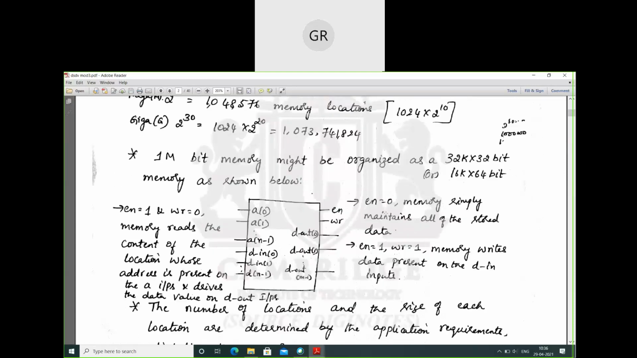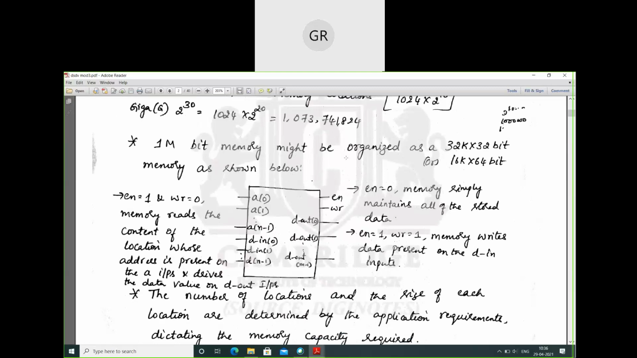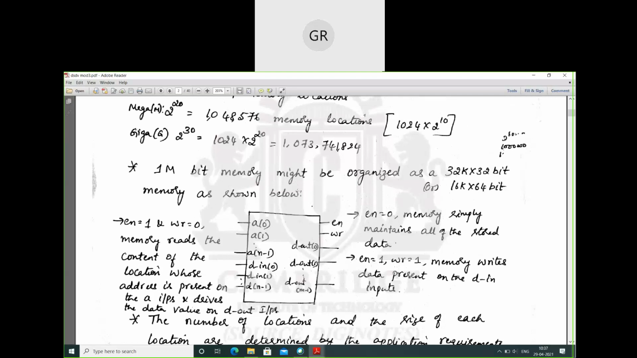Then a 1 megabit memory might be organized as 32K into 32 bits, or 16K into 64 bit. Here you can multiply it. 32K into 32, see how much it becomes? 1 mega. That means 10 lakh, right? 10,48,576 bits. Yes, we can organize it like this.